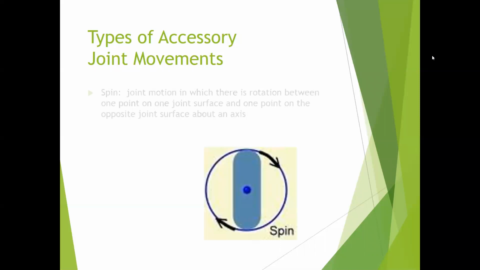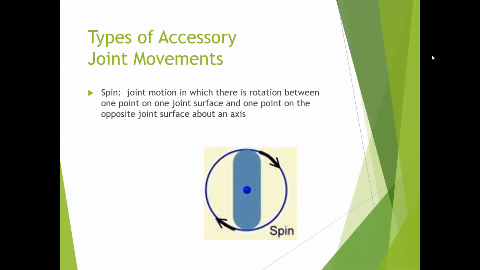Versus spin, which is where one point on one joint surface and one point on another joint surface move about an axis. So think about two fingers going together and rotating. We have spin. It's not two, just one. It would get confusing if we were trying to rotate with three points of contact, versus say that one in the middle is doing the rotating and the other ones are along for the ride. So we have many to one and one to one.